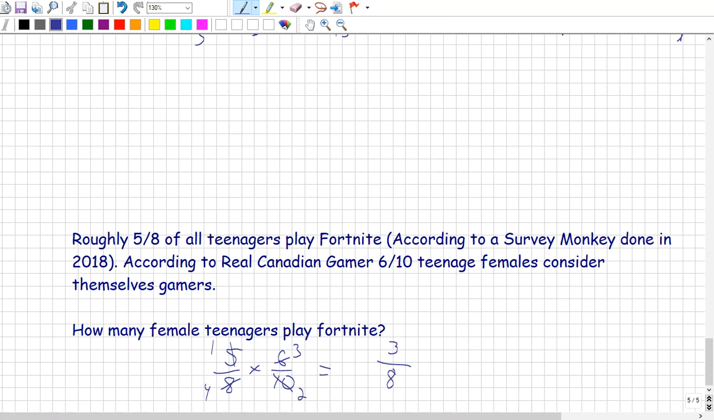So according to Real Canadian Gamer and the Survey Monkey done in 2018, two statistics I just kind of found online, this is maybe not accurate, but 3/8 of female teenagers play Fortnite. Okay? So kind of an interesting statistic, I suppose.